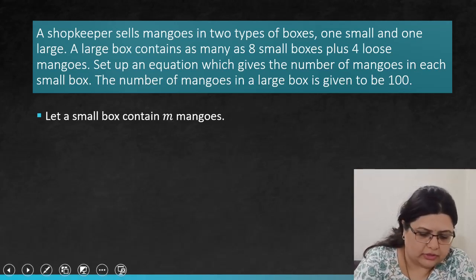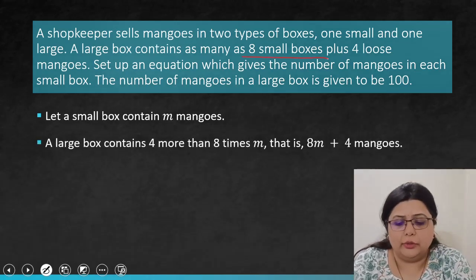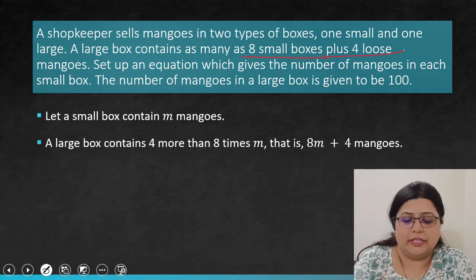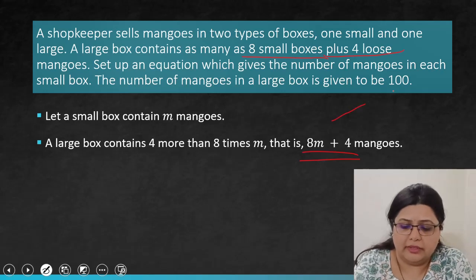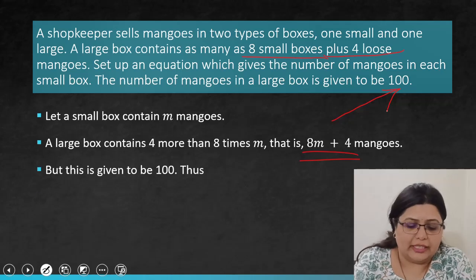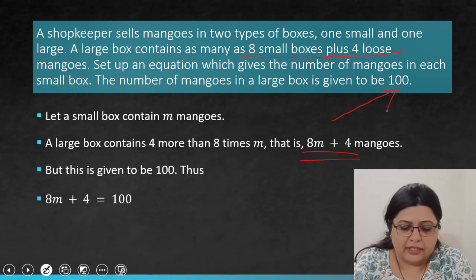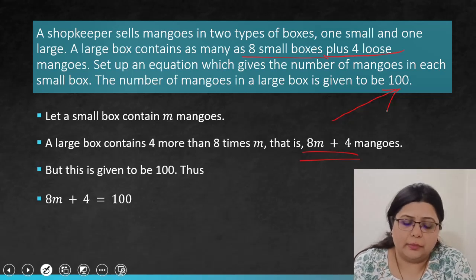Then a large box will contain 8 small boxes. So it would be 8 into M, and plus there is a space for 4 loose mangoes also. So the large box capacity will be 8M plus 4, but it's given that the capacity is 100. So we can put an equation as 8M plus 4 is equal to 100. With the help of this equation, we can find out the value of M, and we can formulate the equation as 8M plus 4 is equal to 100.